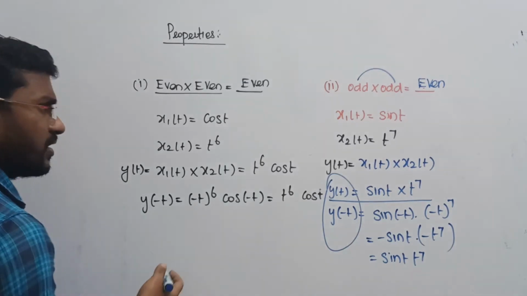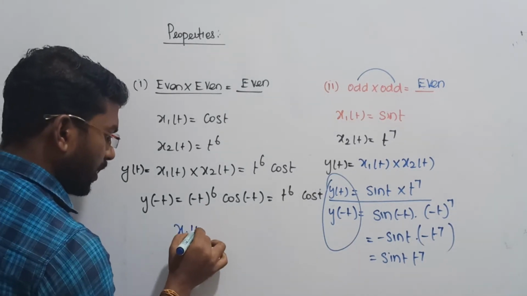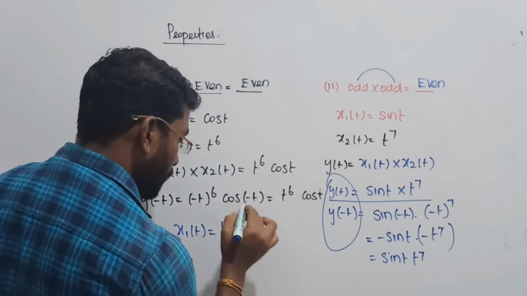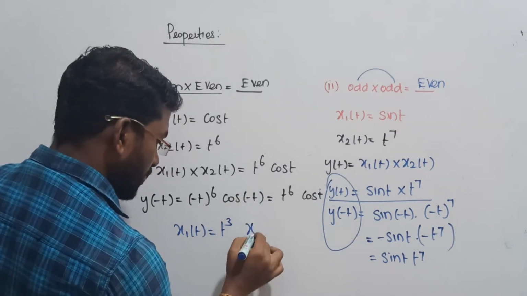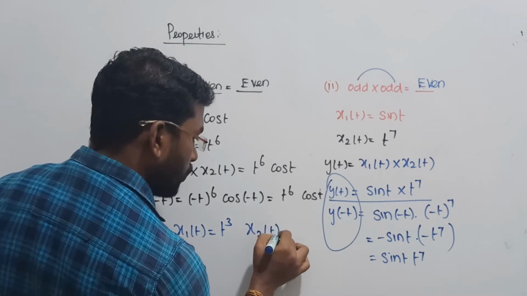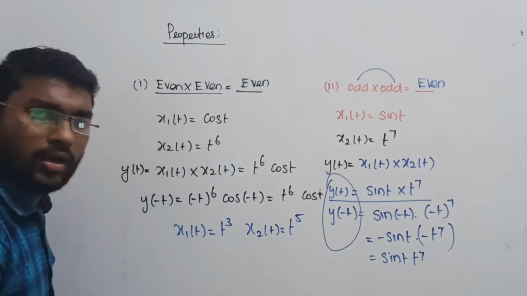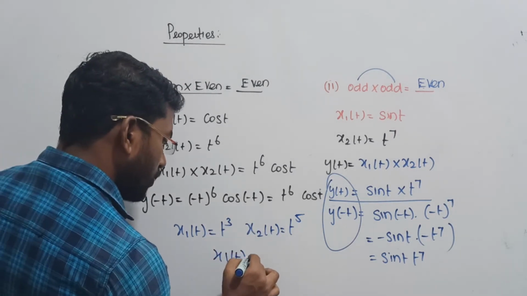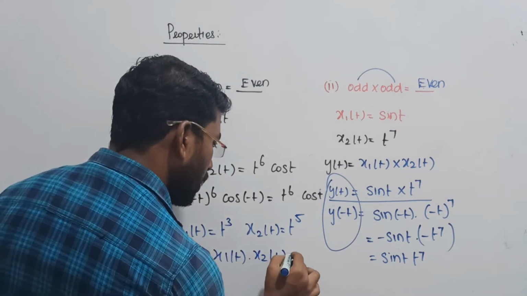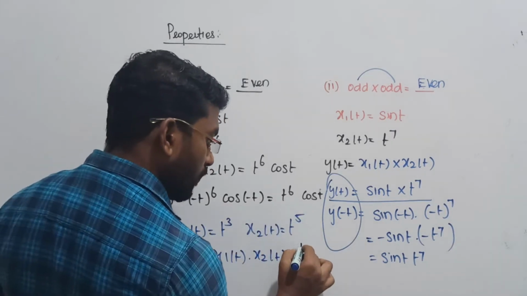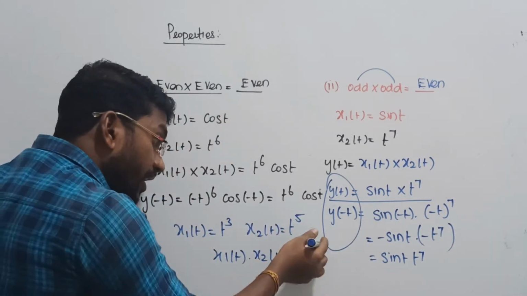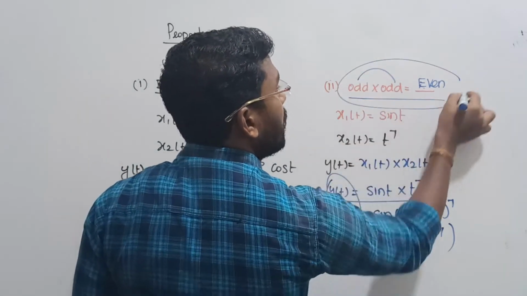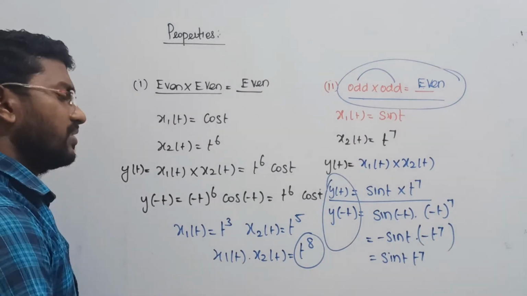We can also take some other example to test it, right? For an example, let me consider x1 of t equal to t power 3, and let me consider one more example, x2 of t equal to t power 5. See there, both are odd signals only. If I multiply, for your understanding, x1 of t into x2 of t will be equal to what? T power 3 into t power 5 will be equal to t power 8. T power 8 is an even signal. So the conclusion is multiplication of two odd signals will always be equal to an even signal. Clear? Yes. So let us proceed further.